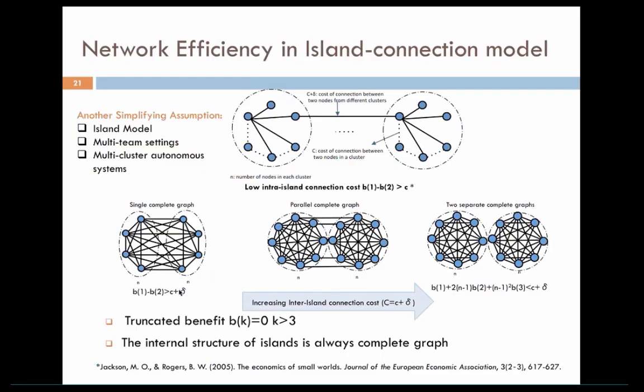We extended this even further, this is slide 21 now, for the case where we have different clusters of agents, again with the connection model with cost and benefit, but the assumption is that we have a low interconnection cost for connections inside the cluster, and for connections across clusters, in this case what we call inter-island connections, we have a higher, additional cost.